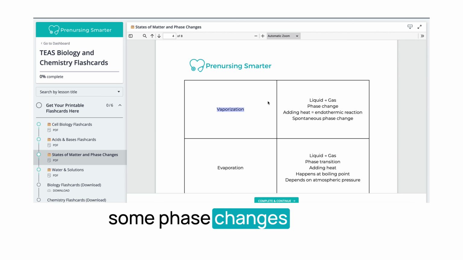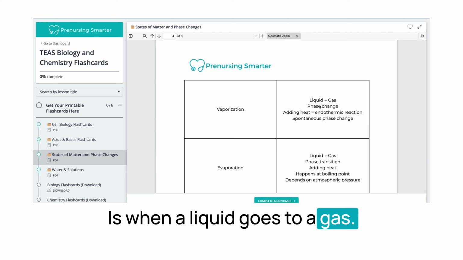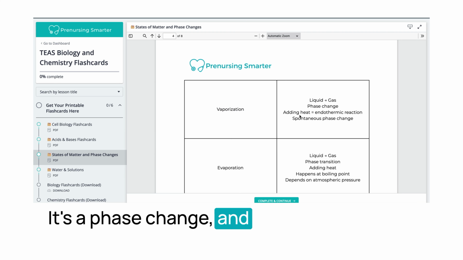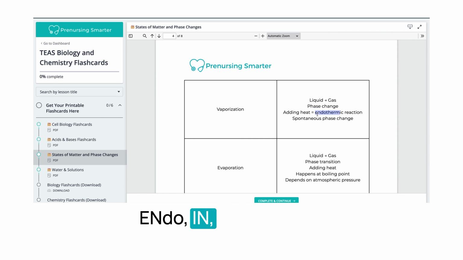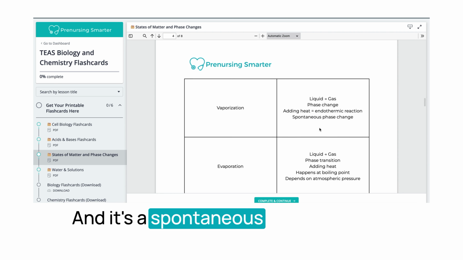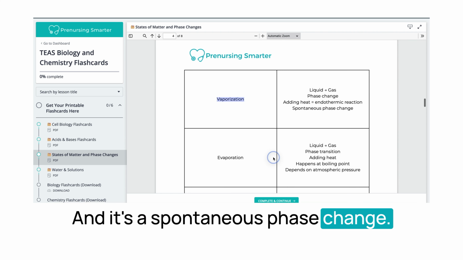Here are some phase changes for you. Vaporization is when a liquid goes to a gas. It's a phase change, and you're adding heat, so it's an endothermic reaction. Endo, in, adding heat, and it's a spontaneous phase change.